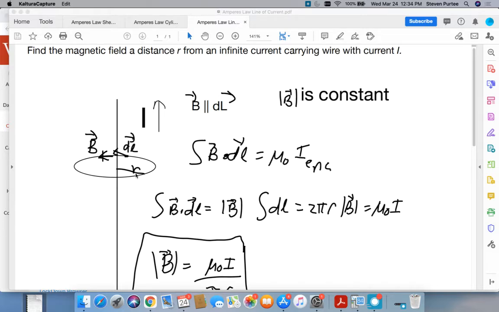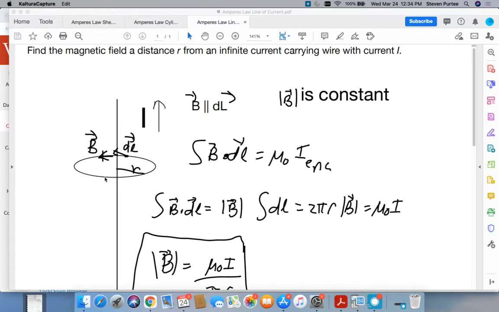So I'm going to build an Amperian loop that looks like B. It's going to be a circle. So I'm going to draw this circle. An Amperian loop is a closed loop, and that could be rectangular, it could be circular, it can be any shape you want. In this case, I'm choosing a circular shape, and I'm also going to choose a direction on that loop.